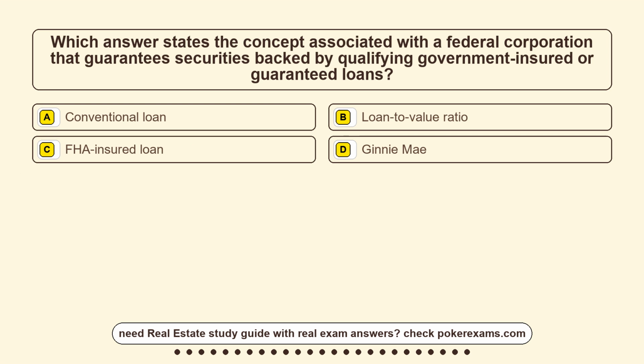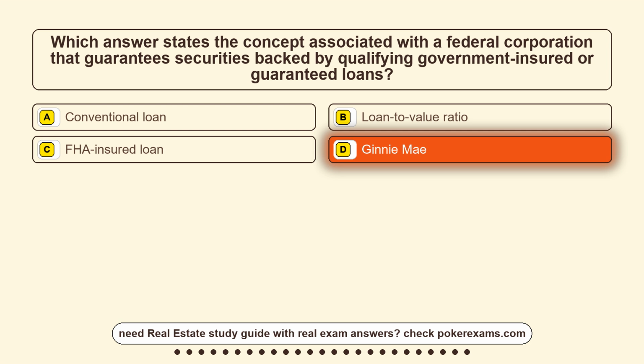Question 14. Which answer states the concept associated with a federal corporation that guarantees securities backed by qualifying government-insured or guaranteed loans? Option A, a conventional loan. Option B, loan-to-value ratio. Option C, FHA-insured loan. Option D, Ginnie Mae. The correct answer is option D, Ginnie Mae.